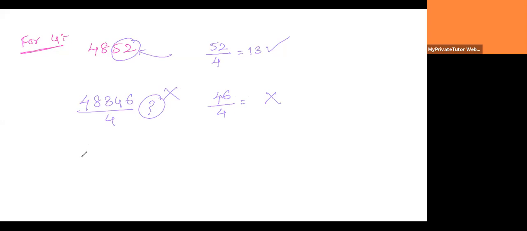Okay, so let's take one more. 2,484. Is it divisible by 4? We just need to pick the last 2 digits, which is 84. 84 is divisible by 4, isn't it? 4 2s are 8, 4 1s are 4. So the original number 2,484 is also divisible by 4. So I hope everyone understands the first 3 rules.